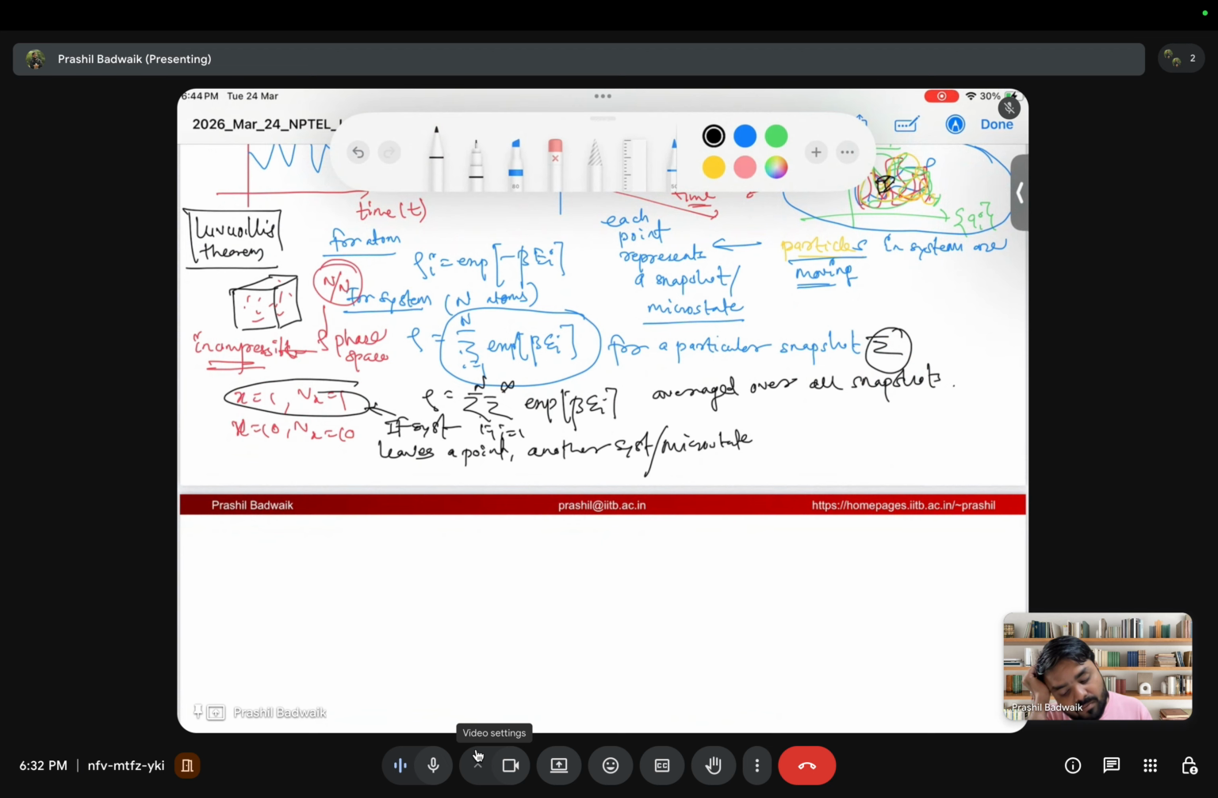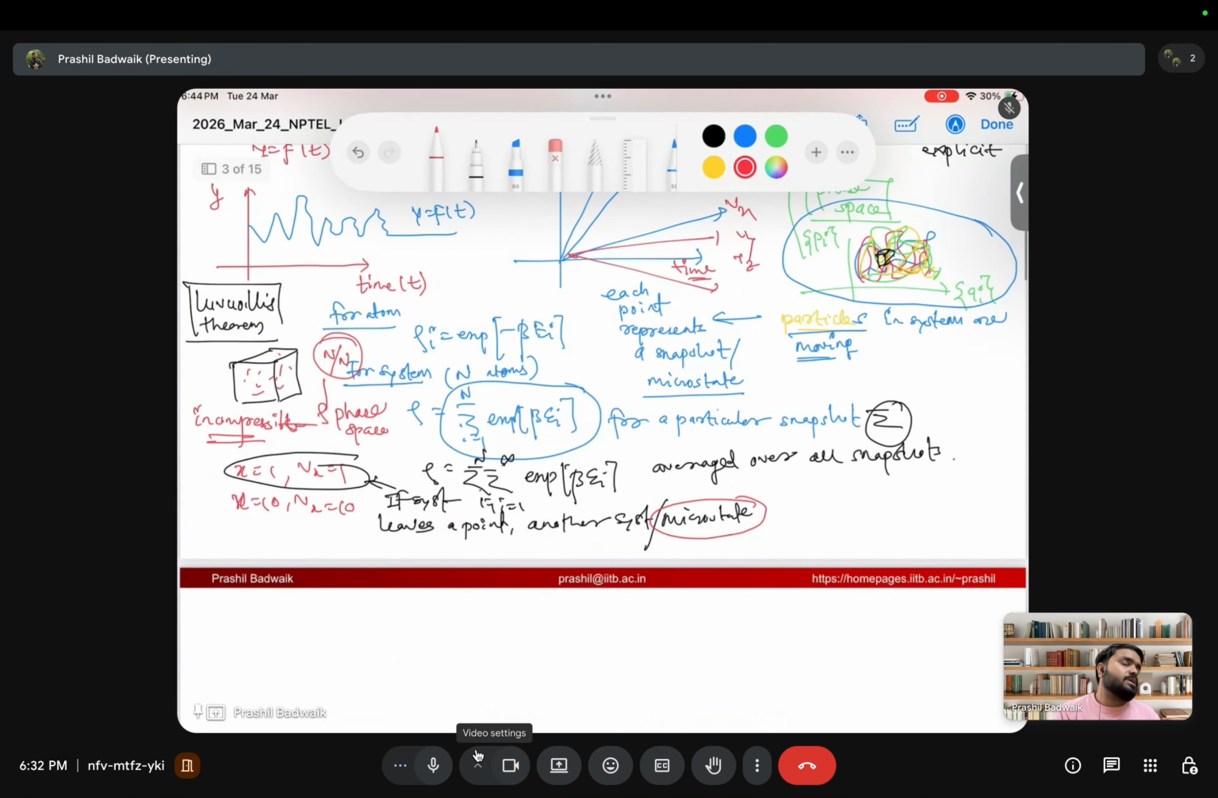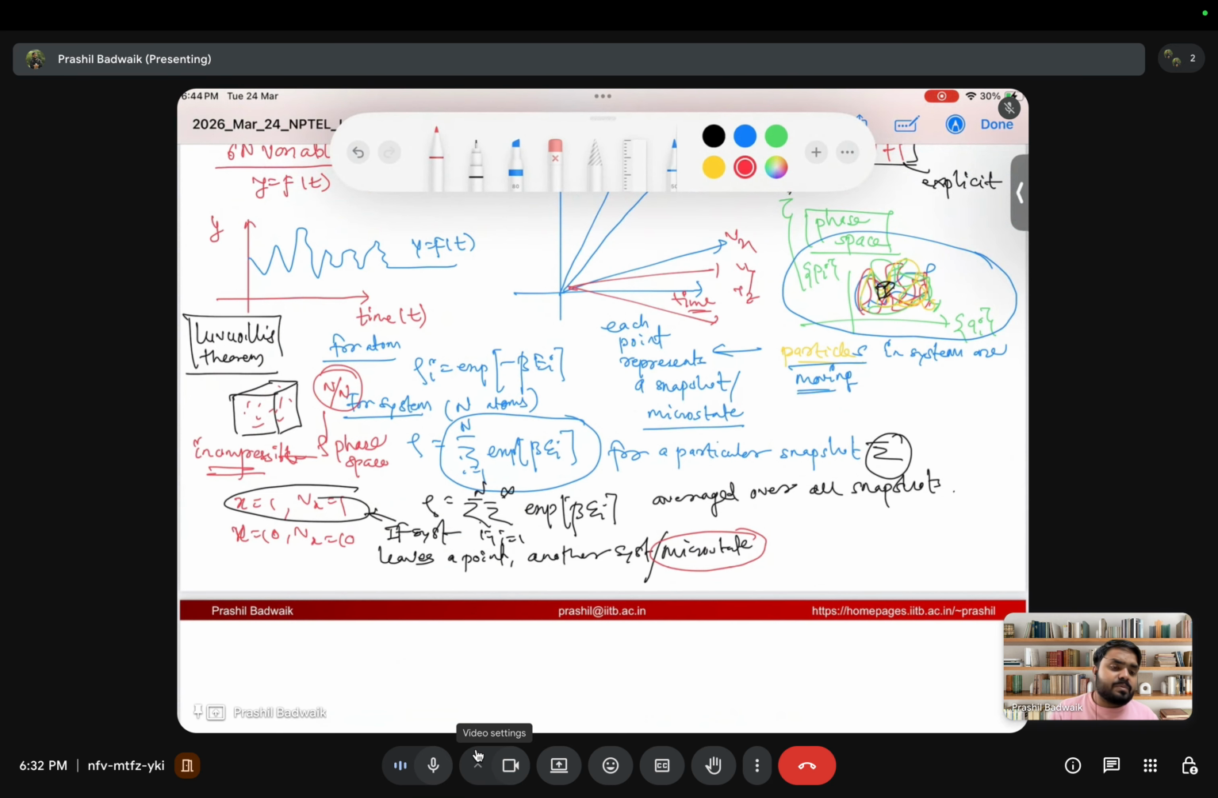So this is incompressible. That is basically given by Liouville's theorem. At any given point there will always be a microstate. That means if a particular microstate leaves a particular point in the phase space, another system will come and occupy that location. Those values will match the previous snapshot values that have already gone through the state to a new state. This is how it is.